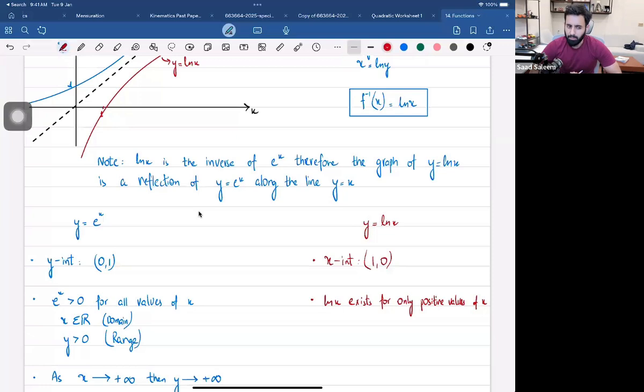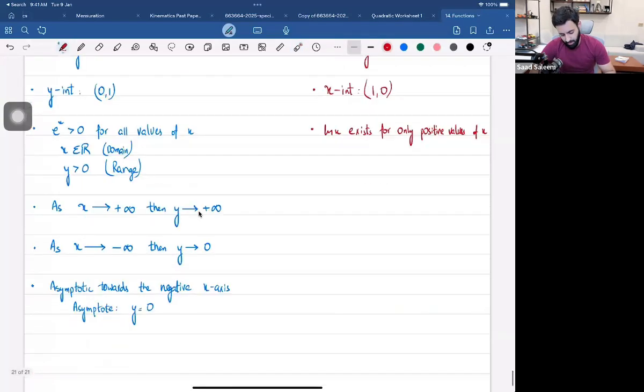Why does it exist for only positive values of x? Second point, use your calculator. Try and evaluate ln of any negative value. You'll notice that you're unable to do it. And if you're wondering why that is, it's like this.